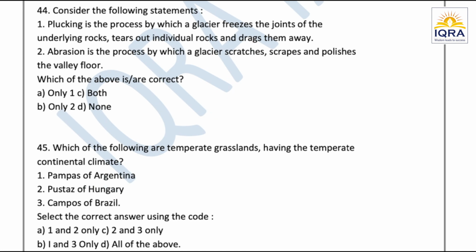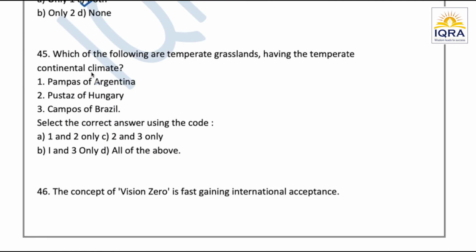Question number 44. Consider the following statements. Plucking is the process by which a glacier freezes the joints of the underlying rocks, tears out individual rocks and drags them away. Correct. This is what we call plucking. Second statement: abrasion is a process by which a glacier scratches, scrapes and polishes the valley floor. Correct. So very correct definitions of plucking and abrasion are given. Hence option C becomes the correct answer of this question. See, these are some of the factual points. So make sure that you just revise them a few days before your prelims. There's nothing to understand about them, right?